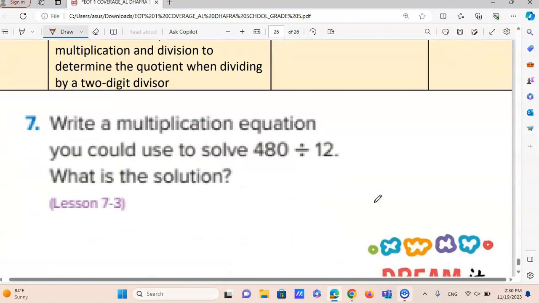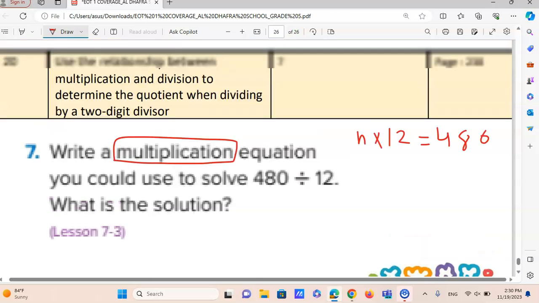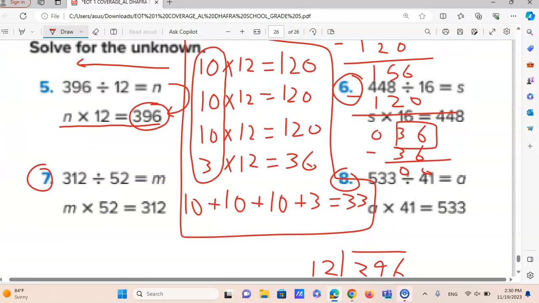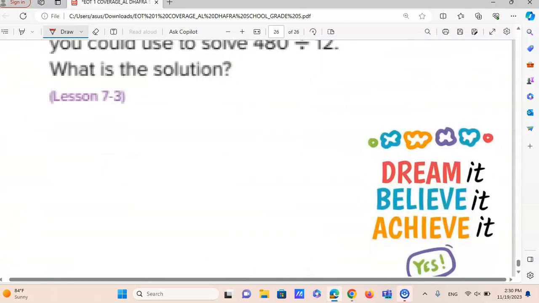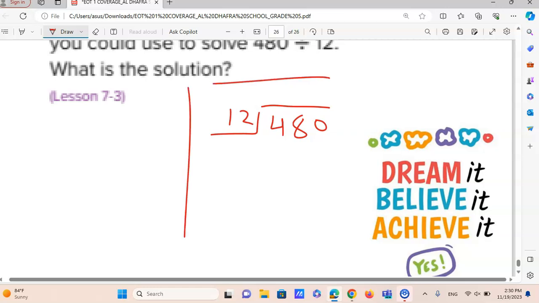Here, in the same way, we have to use multiplication. In the same way, think of the number, change it to multiplication. It will be n times 12 equals 480, and you can follow the same way we did here, or you can use long division, 480 divided by 12. That time we can help you with this. Okay, thank you, and try to do it on your own.